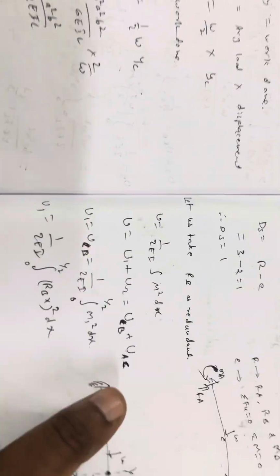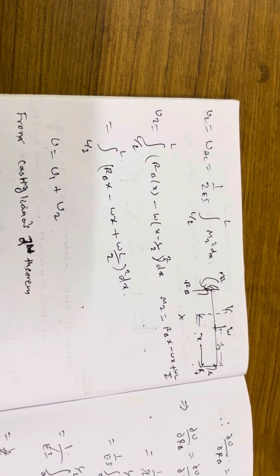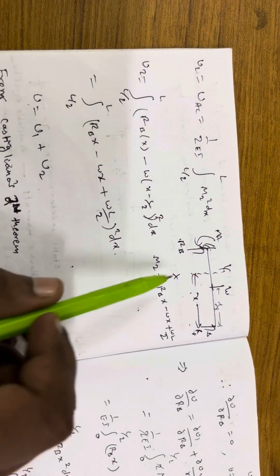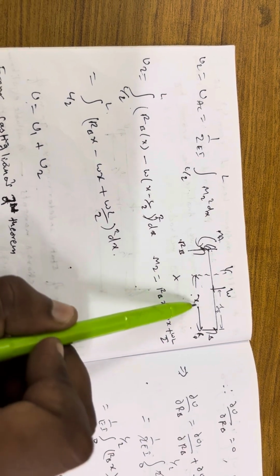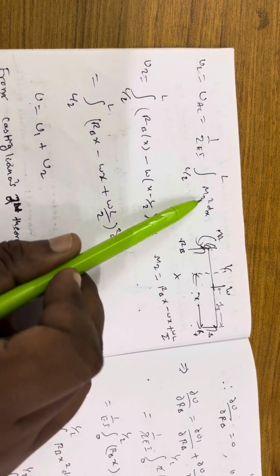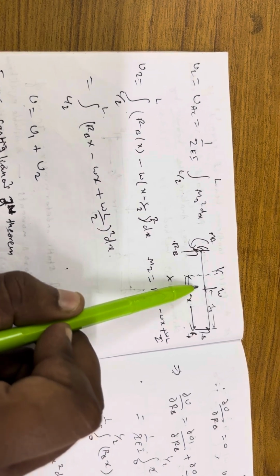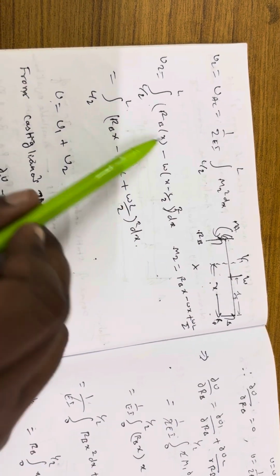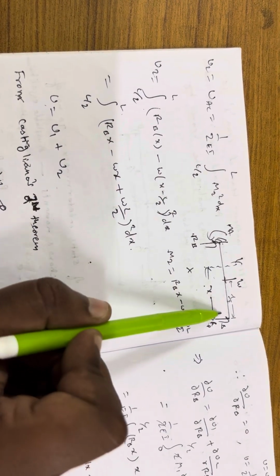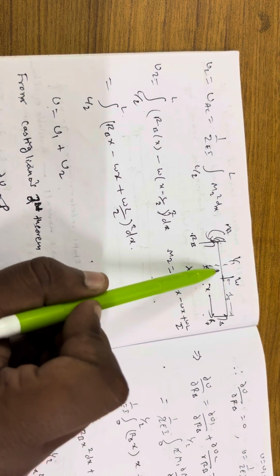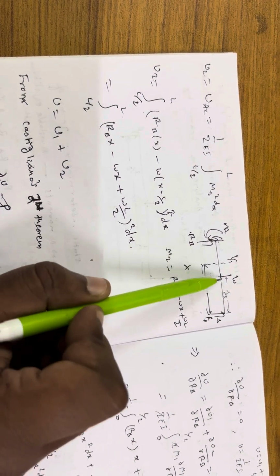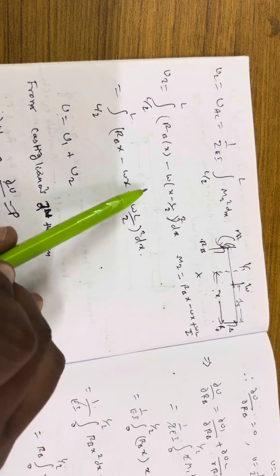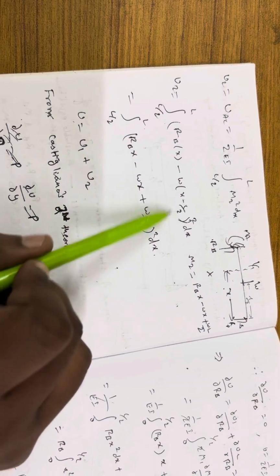Next, similarly, we can calculate U2. U2 equals U_AC equals 1 by 2EI integration, where we take the section at a distance of x from B, of M2 square dx. The limits are L by 2 to L. Now what is M2? M2 is Rb into x minus W into this distance, which is x minus L by 2. Now if we simplify it, we will get this.